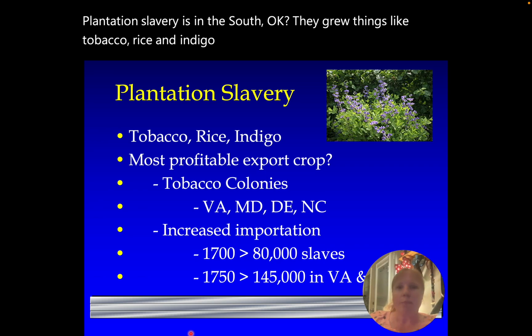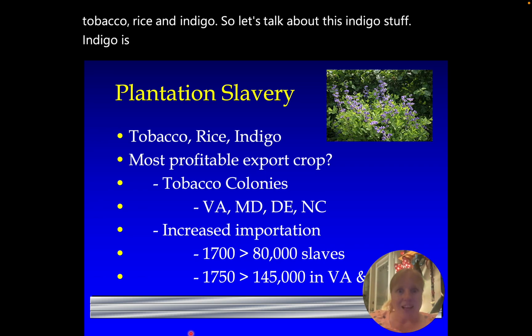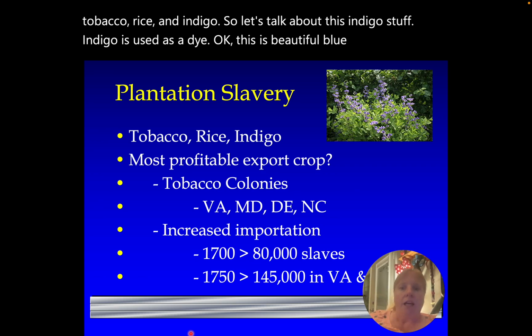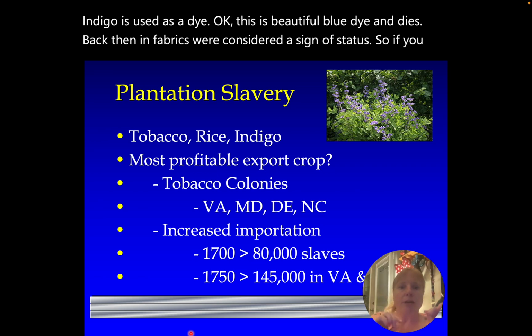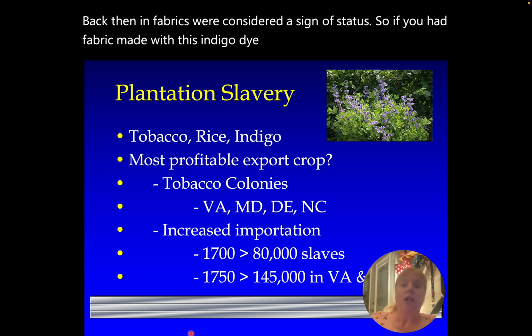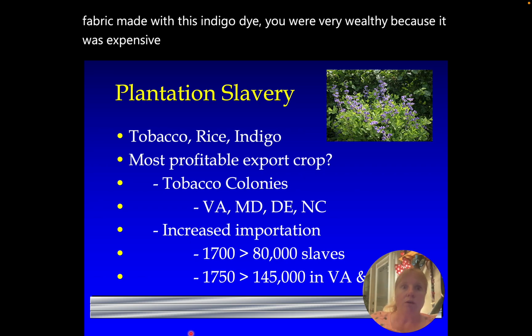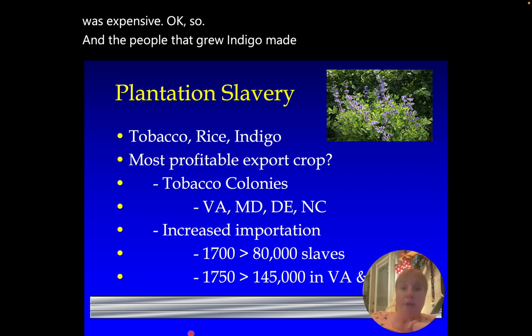So let's talk about this indigo stuff. Indigo is used as a dye. Okay, it's this beautiful blue dye. And dyes back then in fabrics were considered a sign of status. So if you had fabric made with this indigo dye, you were very wealthy because it was expensive. Okay, so the people that grew indigo made a lot of money.